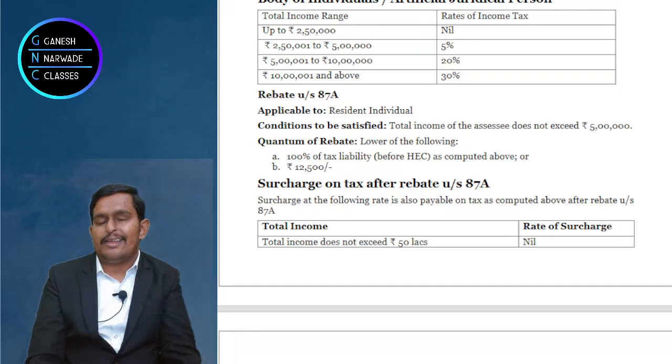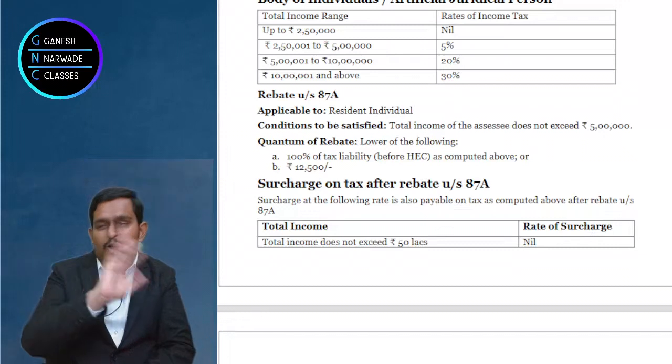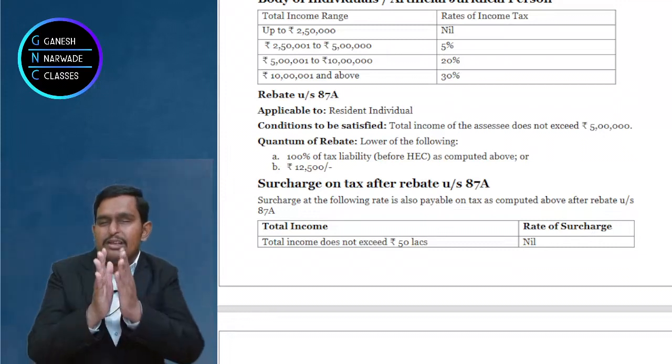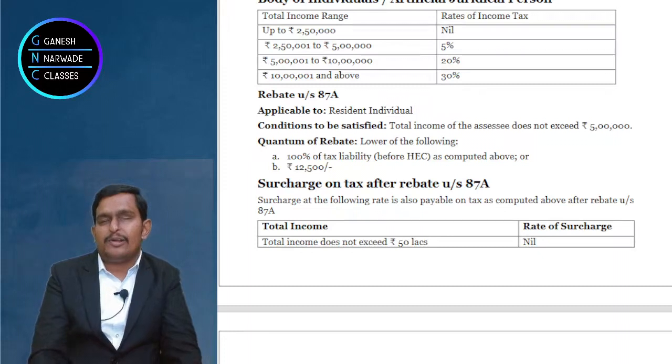What is that surcharge? Let's try to understand. Surcharge is a tax on tax, I said. Additional tax to the rich people. That's what we can say. Up to 50 lakhs of your income. I'm not talking about tax. I'm talking about income. Okay. Up to 50 lakhs of your income, right?